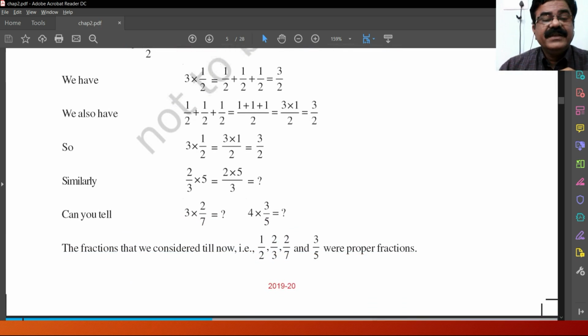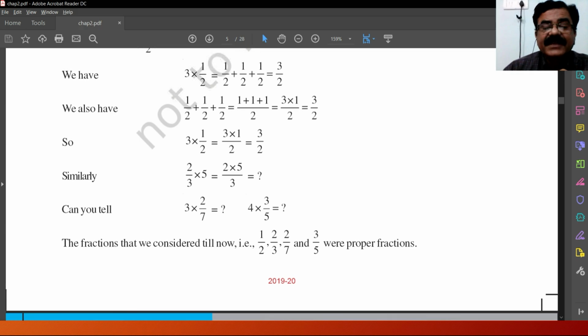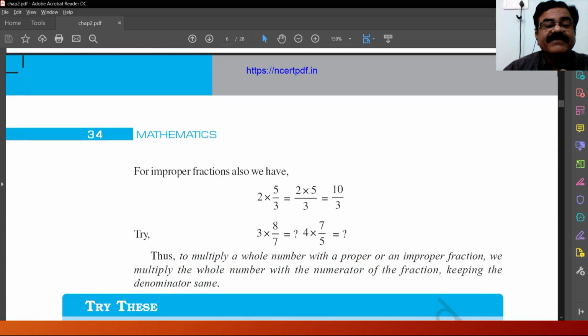Now similarly, if you multiply 2 into 5 by 3, it will be 10 by 3. You can also multiply 3 into 2 by 7, so it will be 6 by 7. 4 into 3 by 5 will be 12 by 5. In the same way, you can multiply the fractions.